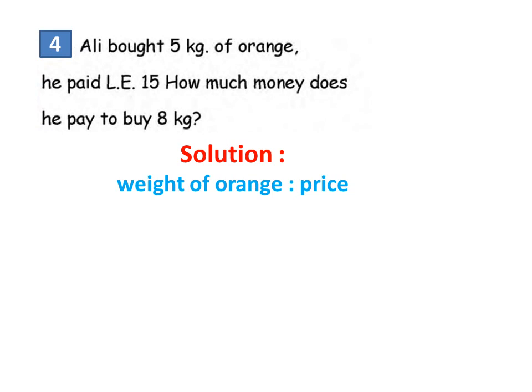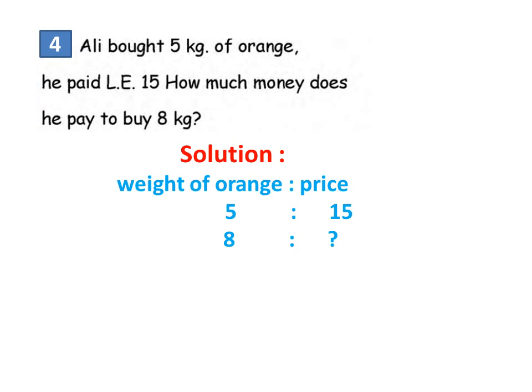Firstly, he gave me 5 kilograms. We will put 5 kilograms under the weight of orange, and the price of 5 kilograms equals 15, so we will put 15 under the price. Secondly, how much money does he pay to buy 8 kilograms? He gave me 8 kilograms and wanted me to get the price of 8 kilograms. We will put 8 under the weight of orange, and a question mark under the term of price. As we know, 5 to 15 equals 8 to question mark.